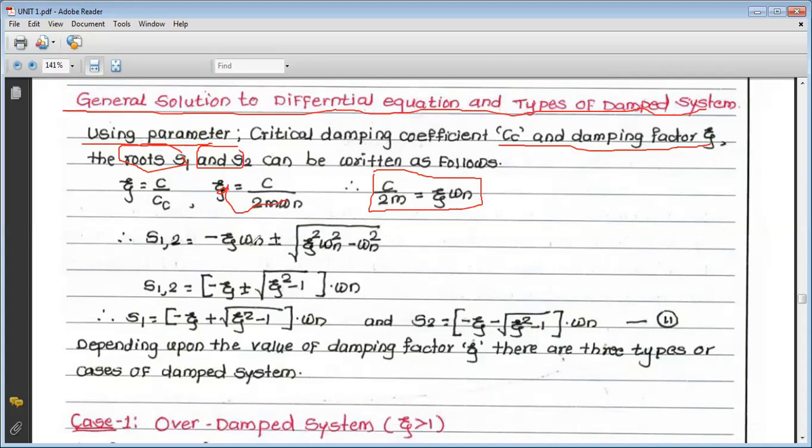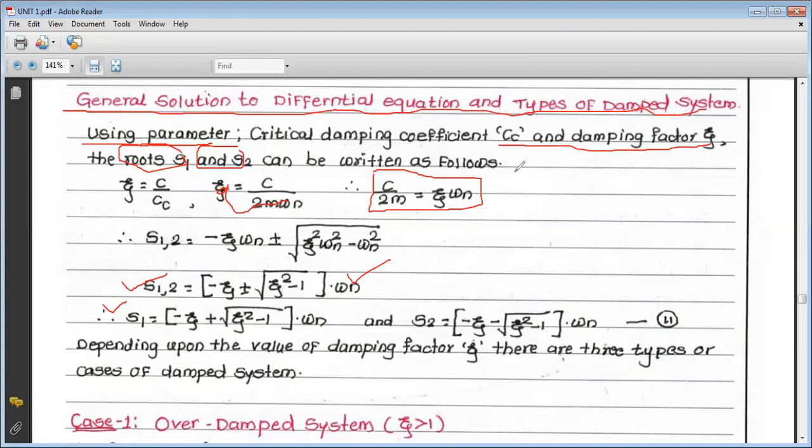Now omega n is the common term. So in the bracket we have minus zeta plus or minus the square root of zeta square minus 1. These are the two roots, S1 and S2. Separating them, S1 is equal to minus zeta plus square root of zeta square minus 1, into omega n, and S2 is equal to minus zeta minus square root of zeta square minus 1, into omega n. These are the two roots in terms of the damping factor zeta.